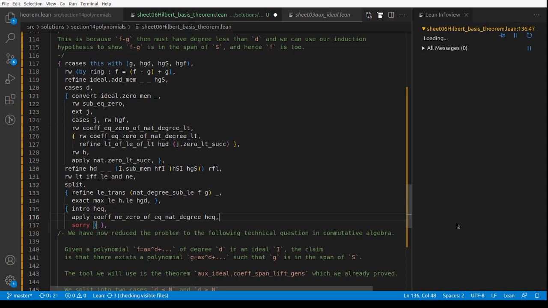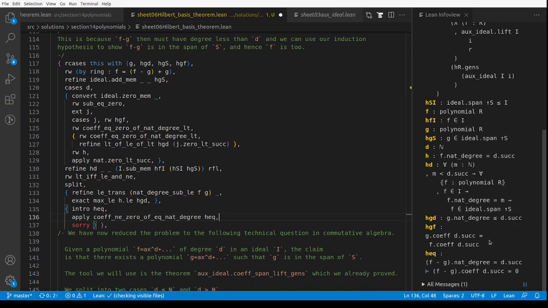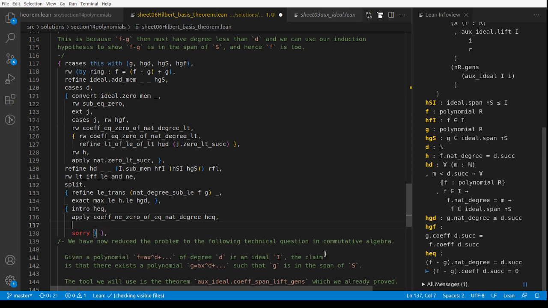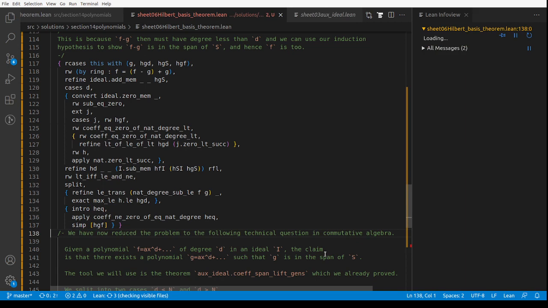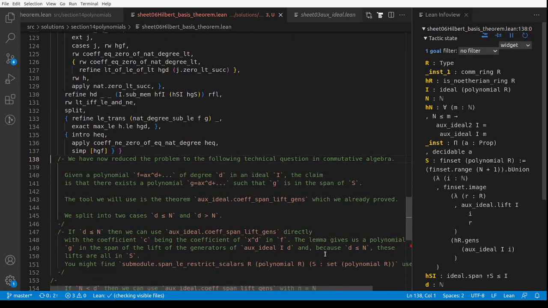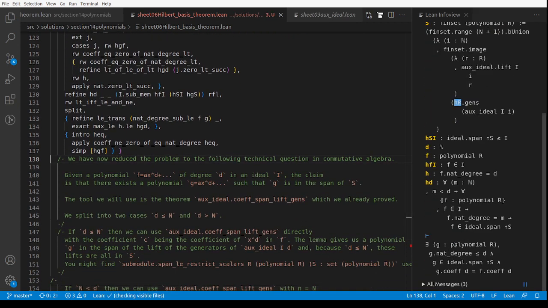Wonderful. And so now this goal looks provable, because I know HGF says that the coefficients of d plus 1 are the same. So maybe I could just use simp HGF or something. Will that do it? Yes. Marvellous. So we've now reduced the problem to the following claim in commutative algebra.